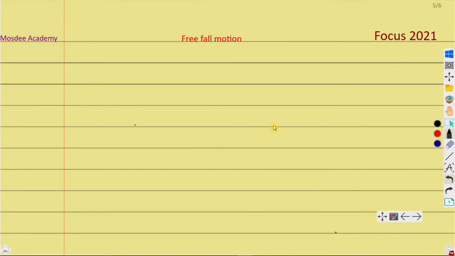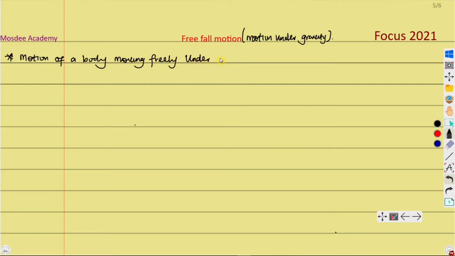Classes that it is a type of motion that deals with body moving under the gravity. Now, it is also called motion under gravity. So we can write. Now, a free-fall motion is a motion of a body moving freely under Earth's gravity, which is symbolized by G.